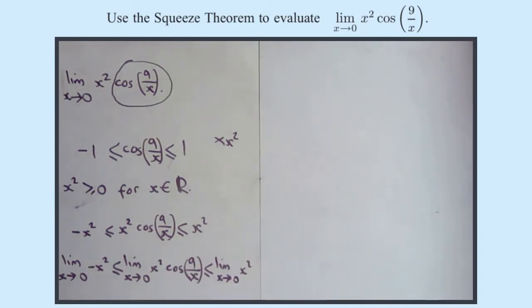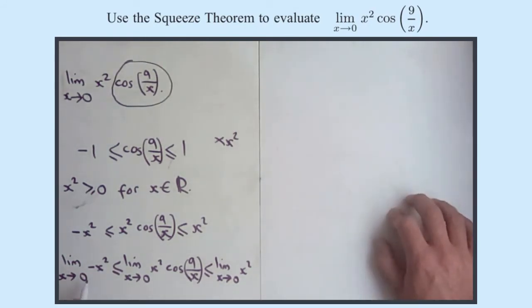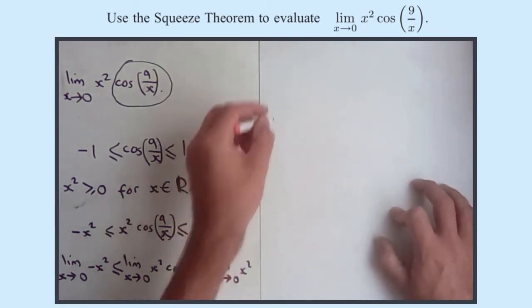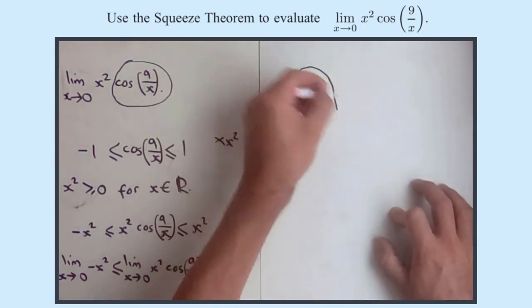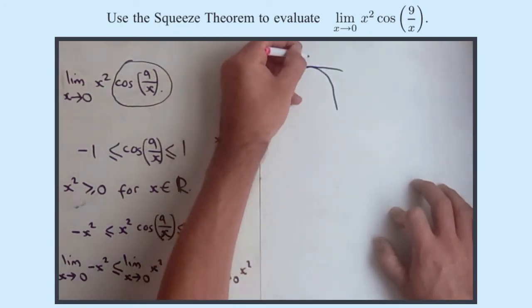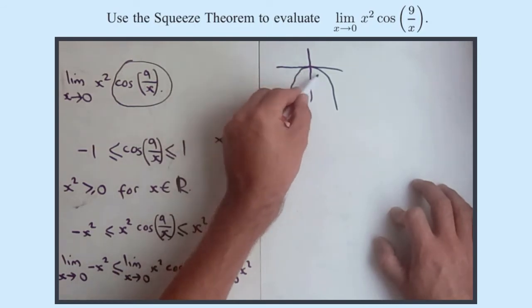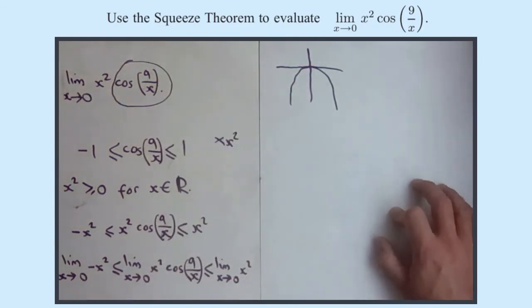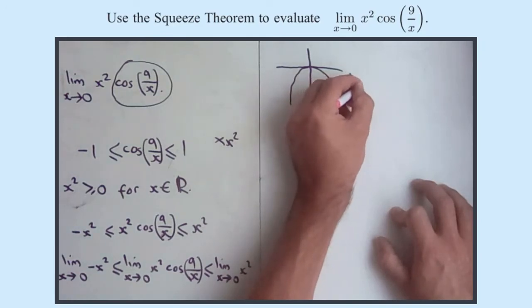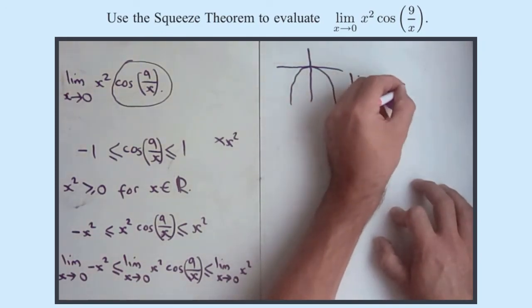So now all we need to do is find these two, one on the left and one on the right, and it should be pretty easy after that. So if you think about it, this is just 0. If you don't believe it, just look at the graph. Minus x squared looks like that. That's the graph of minus x squared. I'll just draw the y-axis. As x approaches 0 from either side, the function is approaching 0. So the limit as x approaches 0 of minus x squared clearly equals 0.